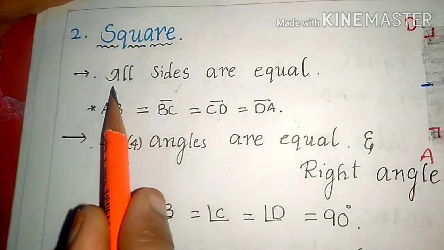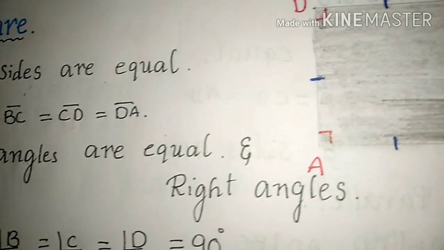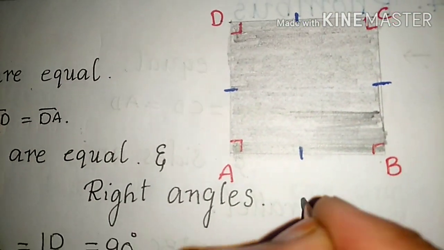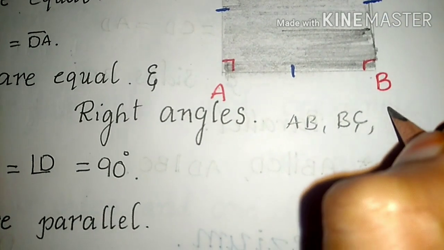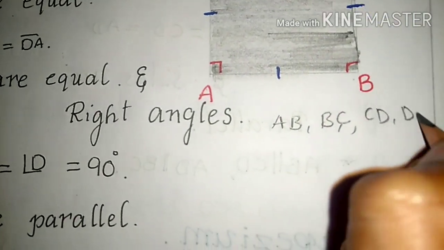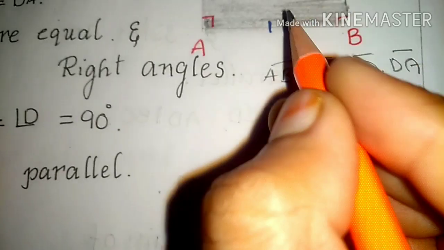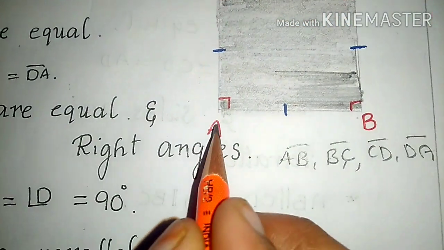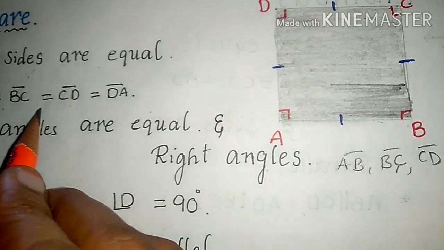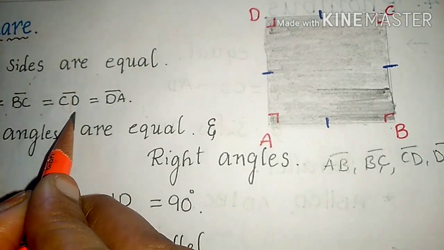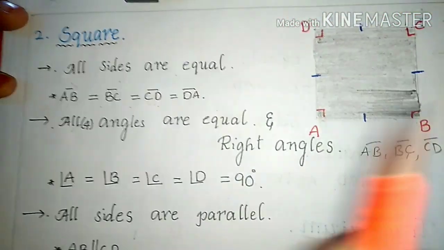Okay, so the properties. All sides are equal. You can take any side: AB, BC, CD and DA. Any side is equal, so AB bar equals BC bar equals CD bar equals DA bar. Okay, all sides are equal.